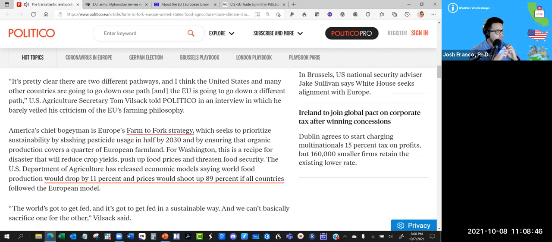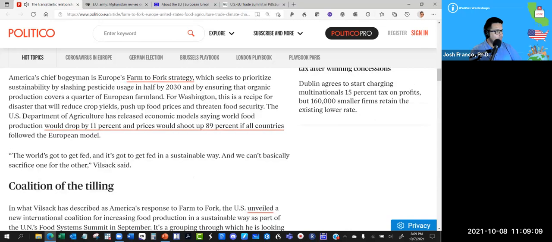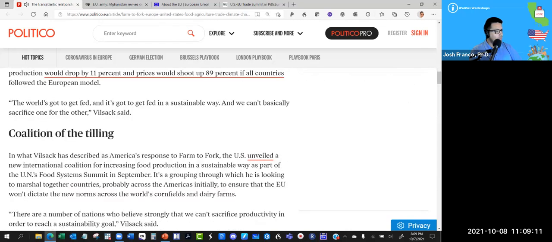For Washington, this is a recipe for disaster that will reduce crop yields, push up food prices and threaten food security. The U.S. Department of Agriculture has released economic models saying world food production would drop by 11% and prices would shoot up 89% if all countries followed the European model. The world's got to get fed, and it's got to get fed in a sustainable way. And we can't basically sacrifice one for the other, Vilsack said.